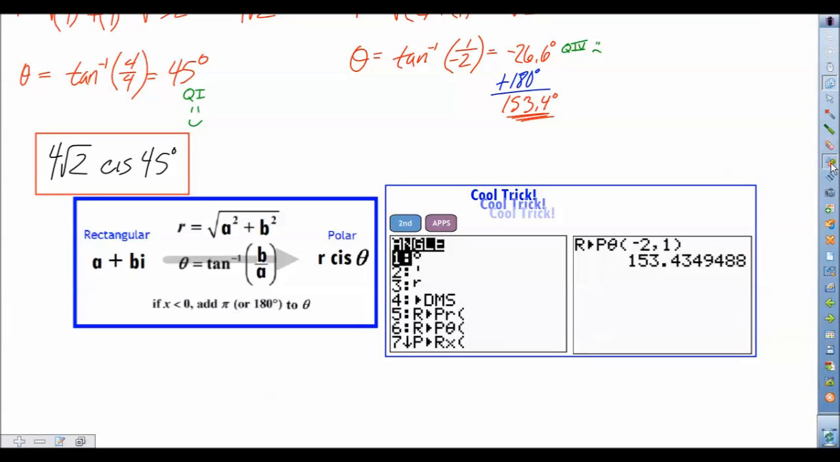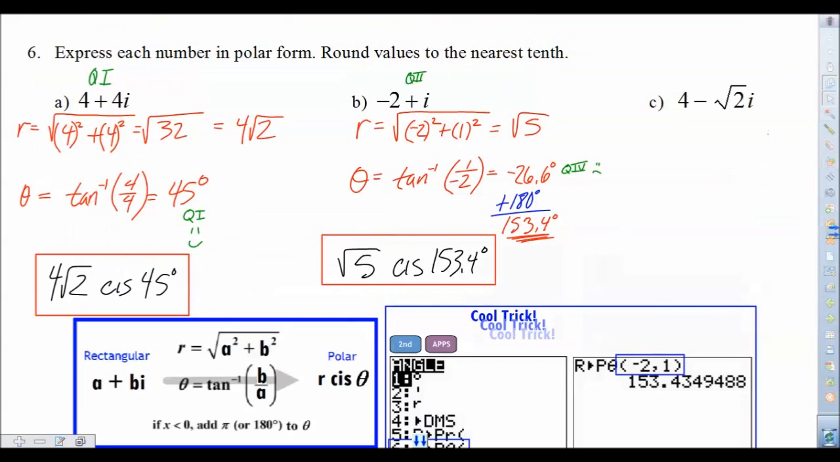What you're looking for when you do that is this one right here, number 6. Once you press that, enter in your values just like you would with an X and a Y. Hit enter, and then you can get the 153.4 degrees that you need. So now we can write our final answer here, square root of 5 cis 153.4.